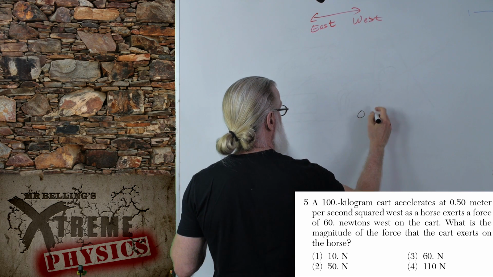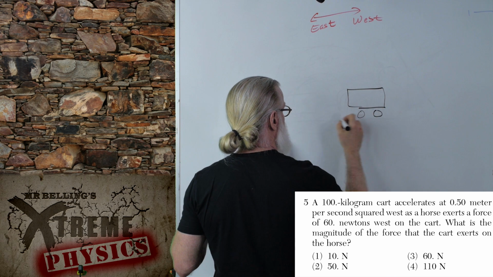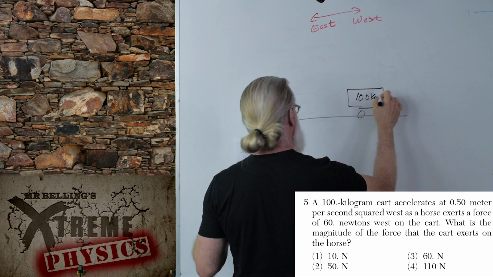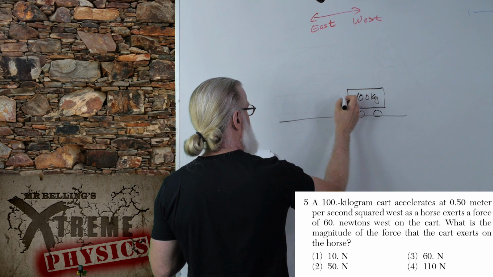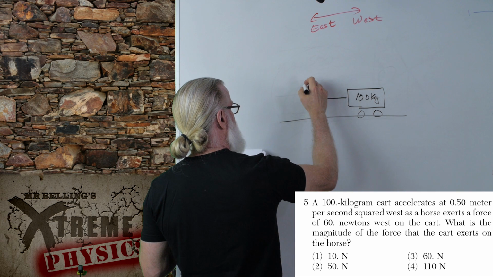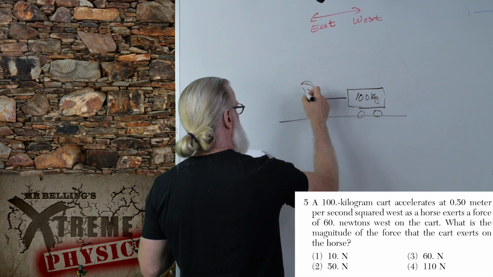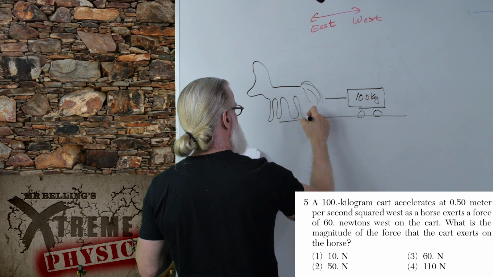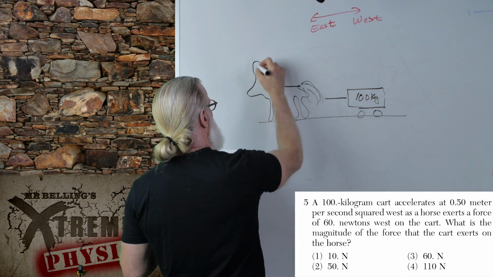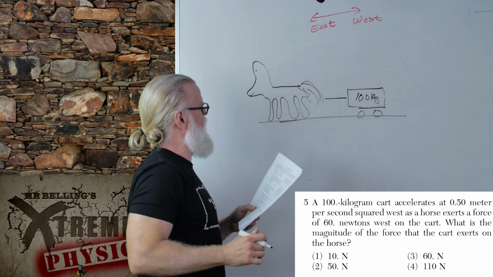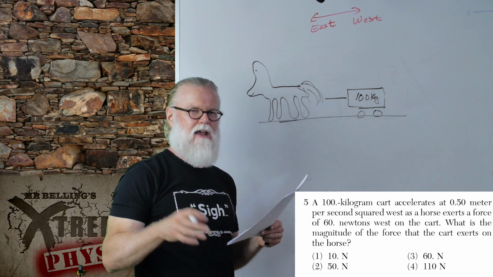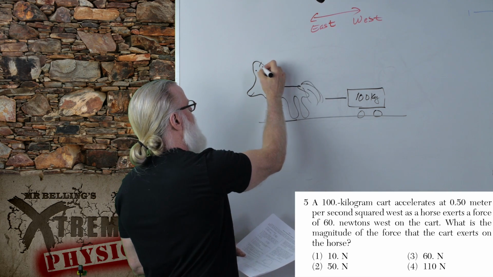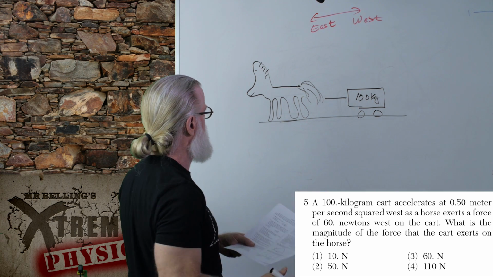We have a cart. 100 kilograms is that cart. And we got a horse drawn on there. Let's see. There. I was a little worried about that horse. I was okay drawing the cart, but I was thinking, man, I don't want to draw a horse. But actually I did a pretty good job. Yeah, it's a good horse.